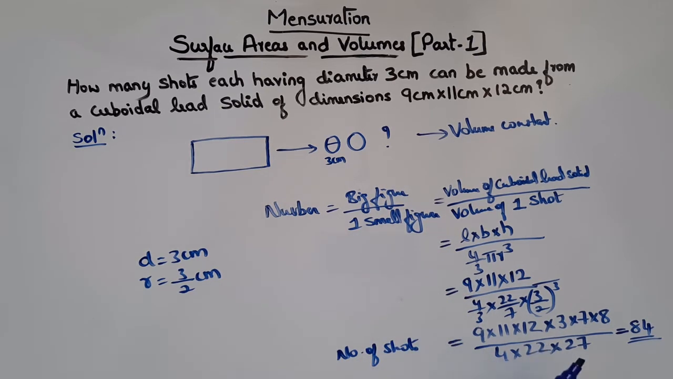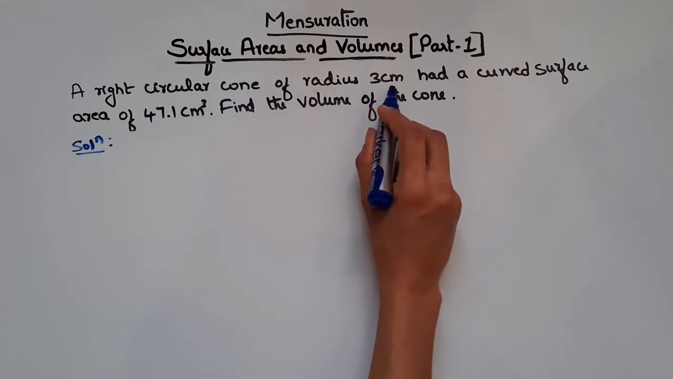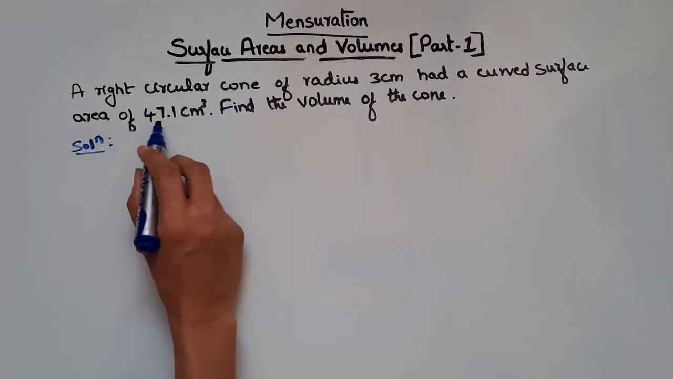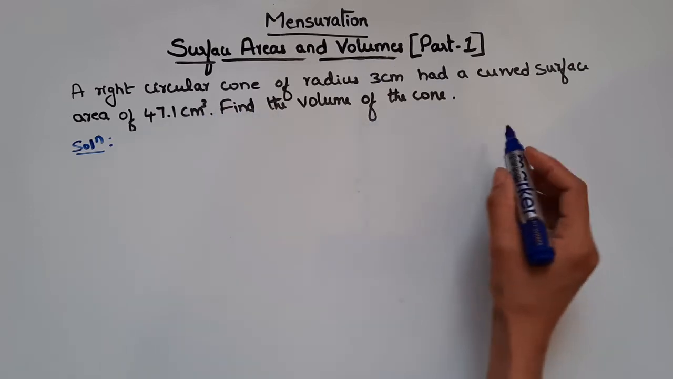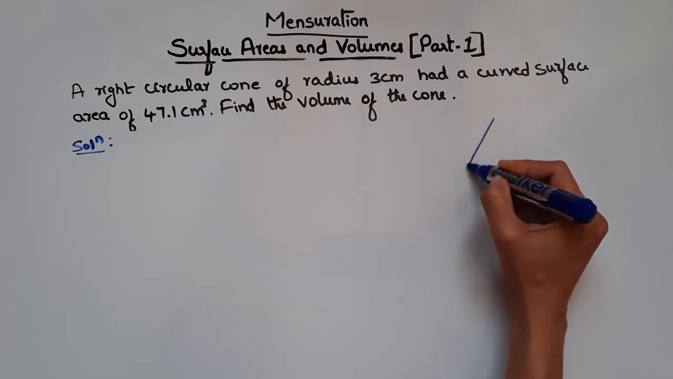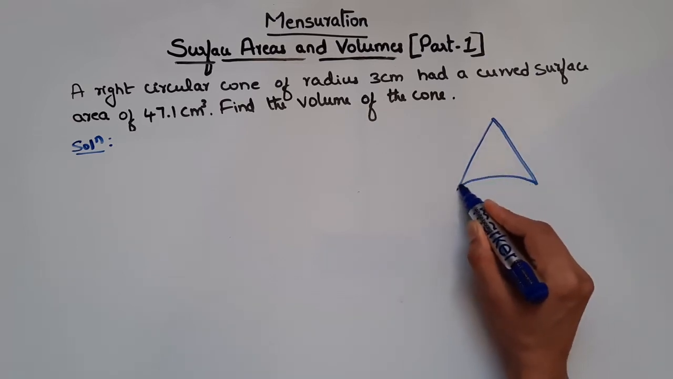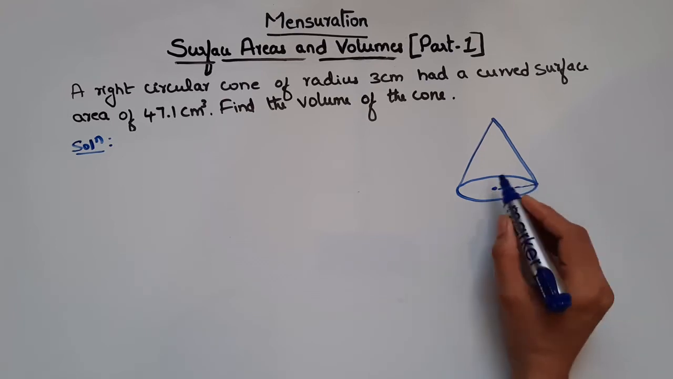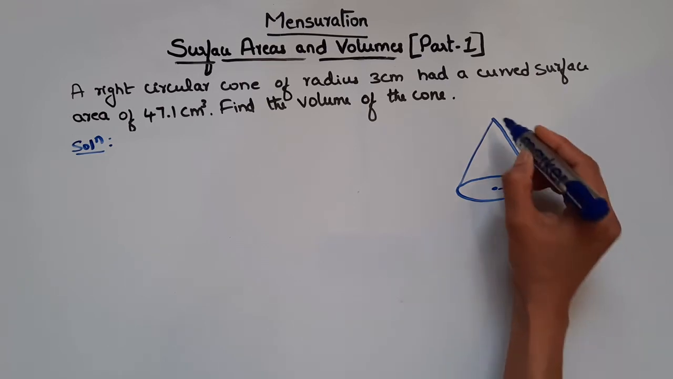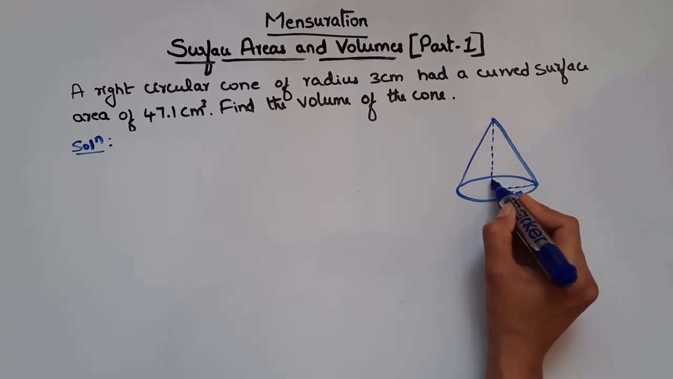Alright, now let's see the next problem. So now let's see this problem. Here it says a right circular cone of radius 3 cm has a curved surface area of 47.1 square centimeter. Find the volume of the cone. So let's draw a right circular cone. So we have a right circular cone. This is the radius of the cone, which is 3 centimeter. So here they are perpendicular, right?